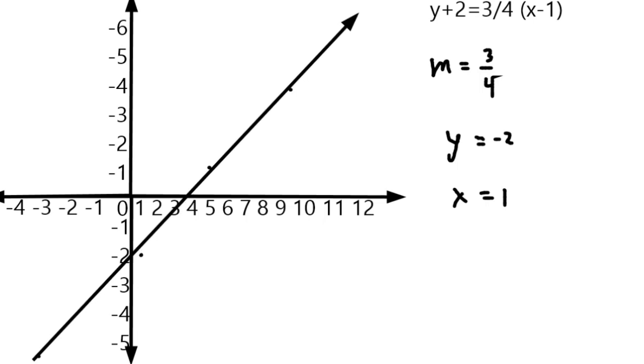We just put a line there because it's a linear function, and basically that's the linear function that describes this graph.